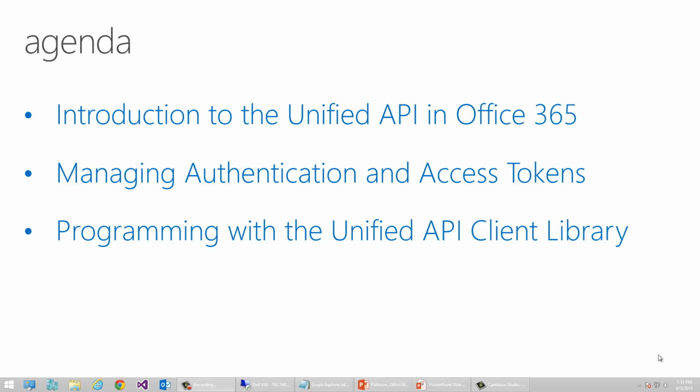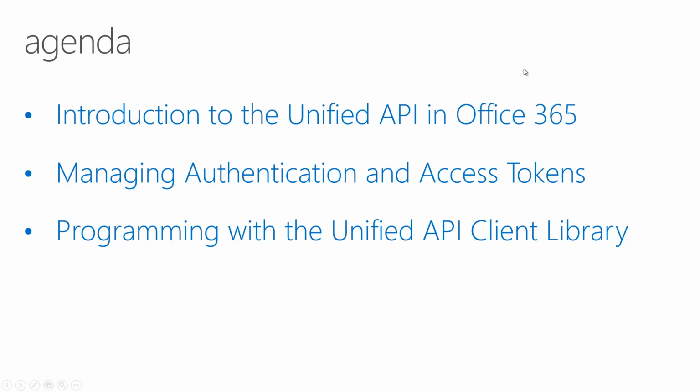What's the agenda for today's session, you might ask? Well, we'll start with an introduction to the Unified API in Office 365. What is it? Where did it come from? And why do you want to use it? We'll then talk about working with MVC5 web applications. And when you're programming against the Unified API, you have to manage the authentication process and cache access tokens. So we'll talk about how to do that.